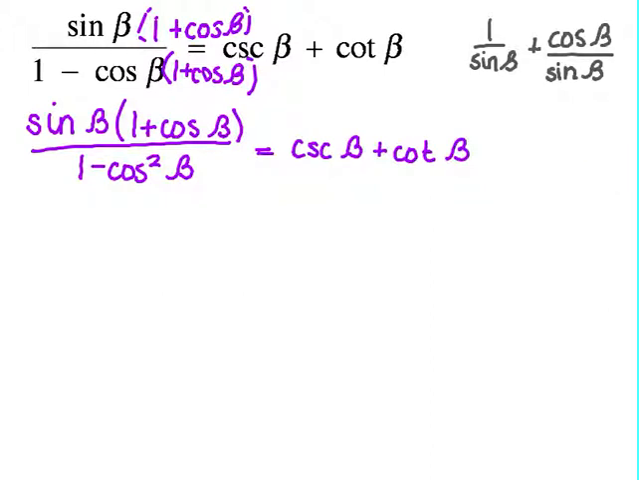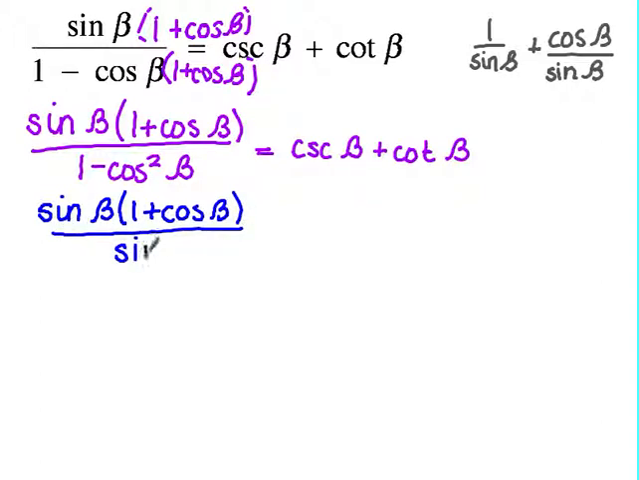What do you think you can do? Make the bottom what? Sine squared. Very good. That's exactly where we're going to go. The top stays sine of beta times 1 plus cosine beta, and the bottom now becomes sine squared. Another thing from yesterday, somebody asked, do you have to write down that right side every step? And the answer is yes, you do.